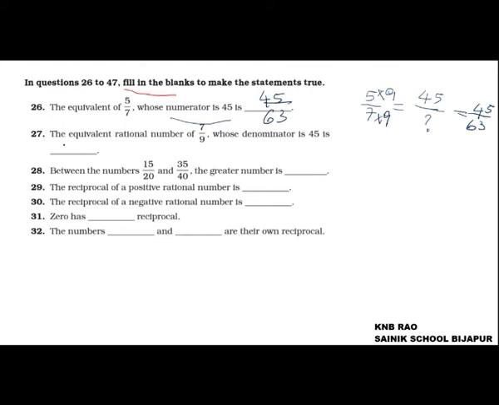In question number 27, the equivalent number of 7 by 9 whose new denominator is 45. 7 by 9 is turning into an equivalent rational number with the denominator 45. Then what is the numerator of it? That is the question. When 9 becomes 45, 9 is multiplied by 5. That means the numerator also is multiplied by 5 only.